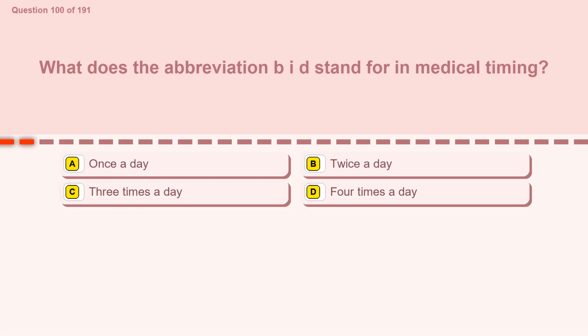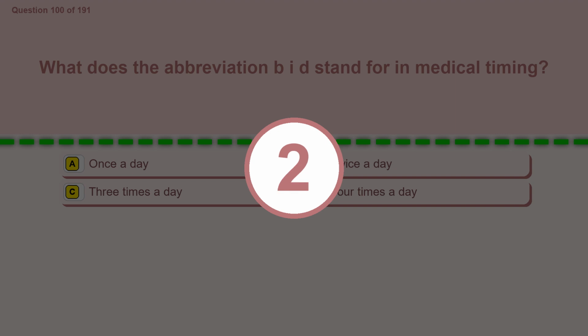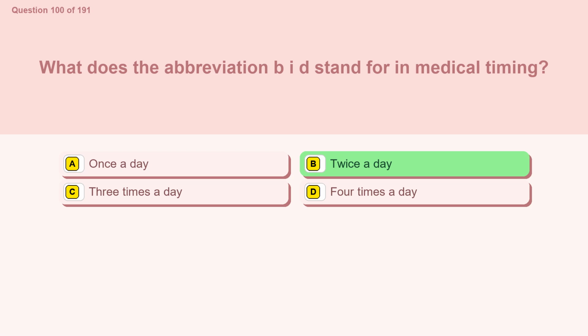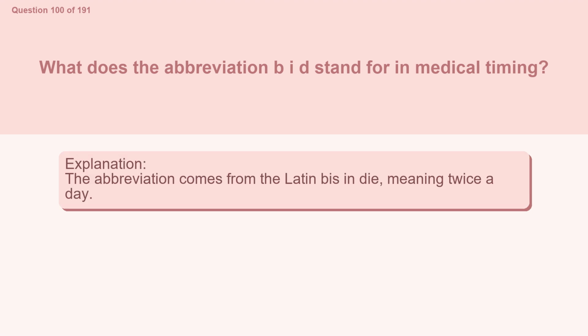Question 100. What does the abbreviation BID stand for in medical timing? Option A, once a day. Option B, twice a day. Option C, 3 times a day. Option D, 4 times a day. The correct answer is option B, twice a day. The abbreviation comes from the Latin bis in die, meaning twice a day.